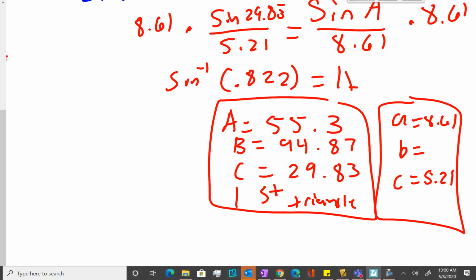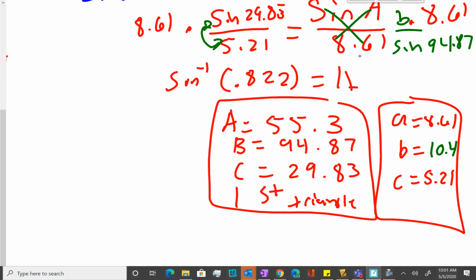Okay, now to find our second, right? Because basically the only thing that has to switch here is this would go to the top. I would switch those places, and then I'd put in B on top and sine of my B, which is 94.87. So I put that in, multiply both sides by sine of 94.87, and my B would be 10.4. Okay, so there's the first triangle done.